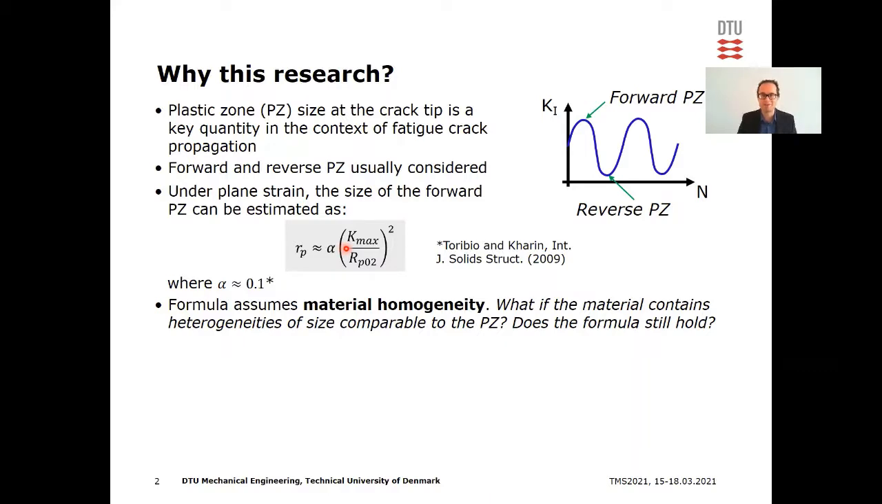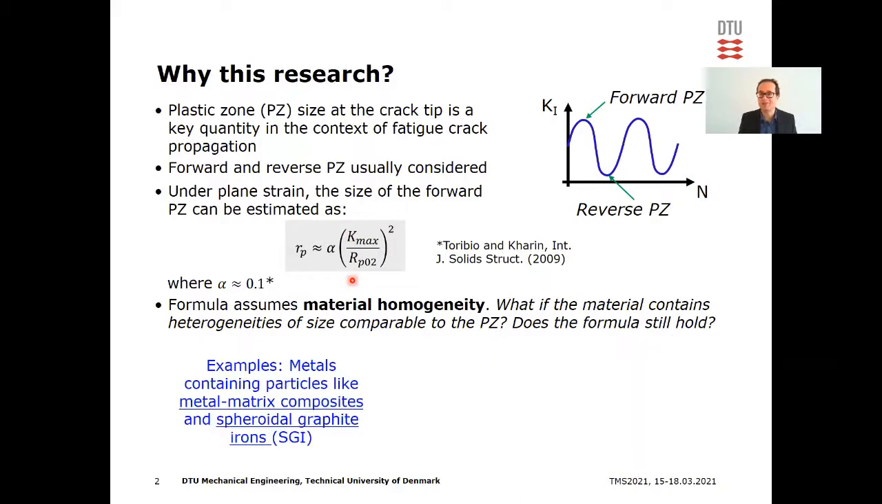So what happens if the material is not homogeneous, but contains heterogeneities whose size is comparable to the size of the plastic zone? I want to remark that this is actually not a very uncommon scenario, especially if you work with metals containing micron-sized particles like standard metal matrix composites or spheroidal graphite irons.